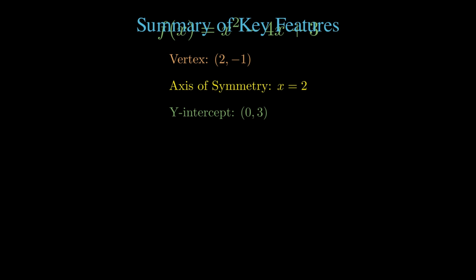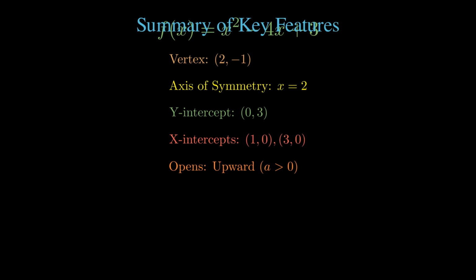Finally, let's talk about the domain and range. The domain of any quadratic function is all real numbers, since we can substitute any x value. For the range, since our parabola opens upward and has a minimum value of negative 1 at the vertex, the range is all y values greater than or equal to negative 1.